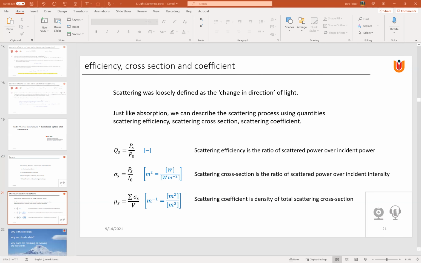I loosely defined scattering earlier on as just the deflection of light, the change of the direction of light. And just like absorption, we can describe this process using the quantities scattering efficiency, scattering cross-section, and scattering coefficient. So the definitions are quite analogous, as you can see. So the scattering efficiency is basically the ratio of the scattered power divided by the incident power, and thus is dimensionless. The scattering cross-section, by the manipulations that we did before, is then the ratio of the scattered power over the incident intensity.